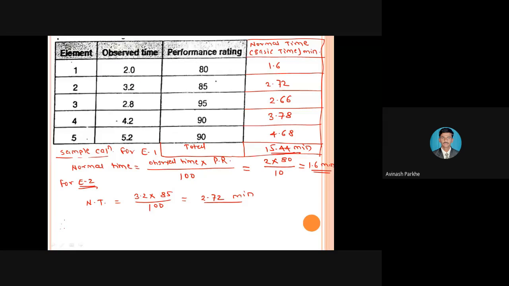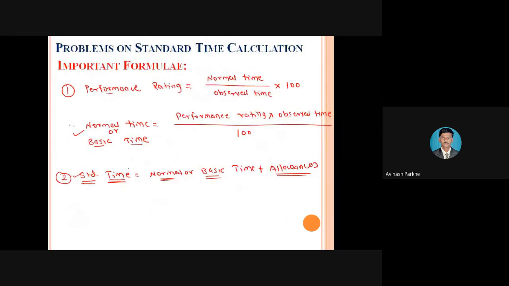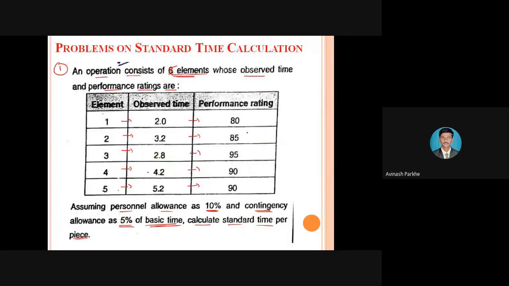So here I will write total normal time or basic time is equal to 15.44 minute. Now we have the formula for the standard time calculation: standard time is equal to normal time or basic time plus allowances. That means we have to consider the effect of allowance. How much allowance is given?